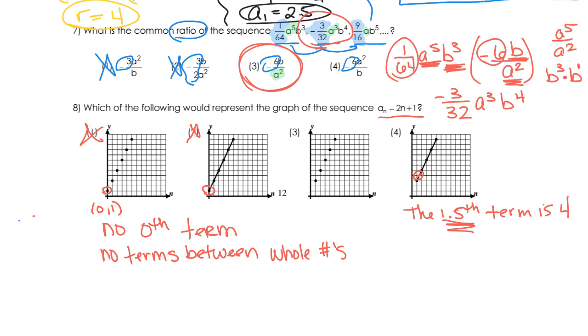And so we're going to go with choice 3, where what this means is that the first term is 3, the second term is 5, the third term is 7, and the fourth term is 9. All right, and that's how a sequence has to be represented.